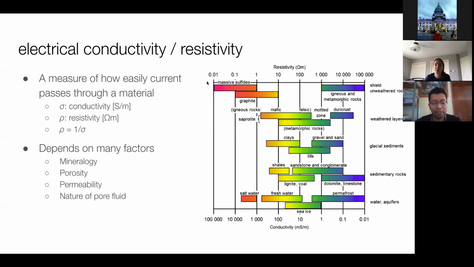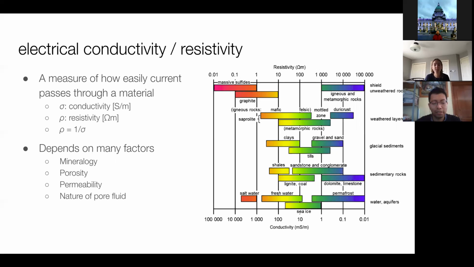On the left here, we've got massive sulfides, which tend to be quite conductive, all the way down to igneous or metamorphic rocks, which tend to be quite resistive, and things in between. And the electrical resistivity depends on many different factors. It depends on the mineralogy. So what actually are those minerals that make up the rock, and can we pass currents through them or not?